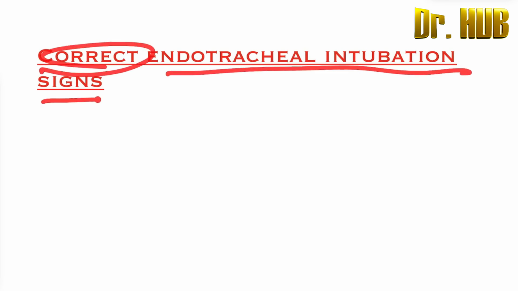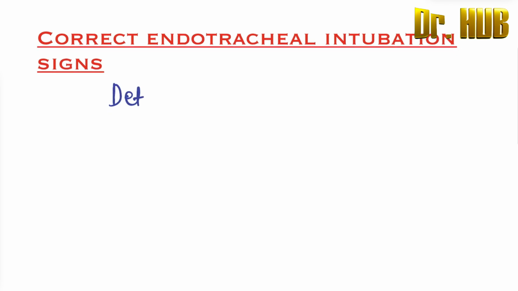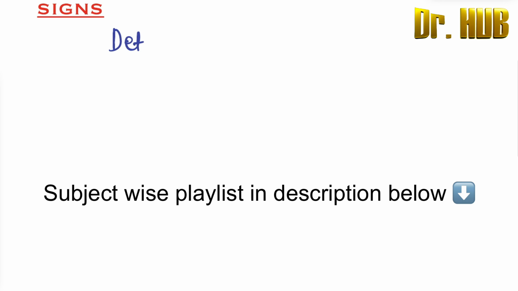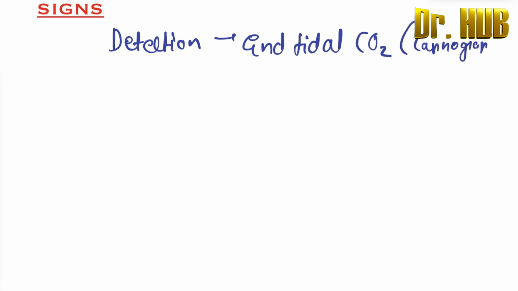Correct endotracheal intubation signs. So what does it contain? So there is presence of detection. First is to do the detection, and the detection is of the end-tidal CO2, and this is by the capnography. And this is nothing but the surest confirmation.